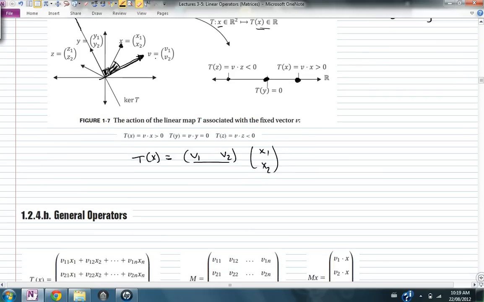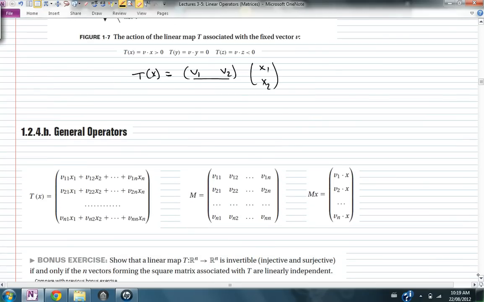In general, a matrix is made out of rows, and each row represents a vector. When I multiply the matrix by another vector, if I call these vectors v1, v2, and the last vector vn, then when I multiply M by the vector x, I'm taking the dot product between v1 and x, v2 and x, and vn and x. And each one here gives me the dot product between that vector and the vector x.